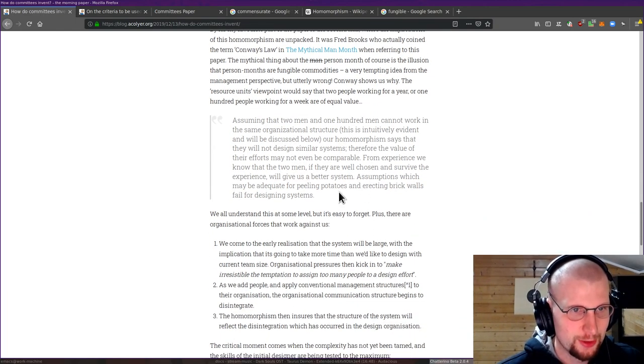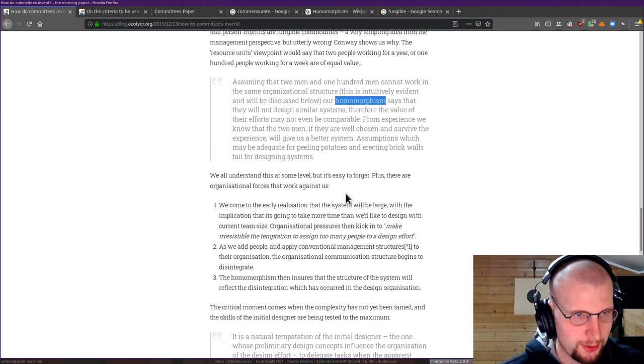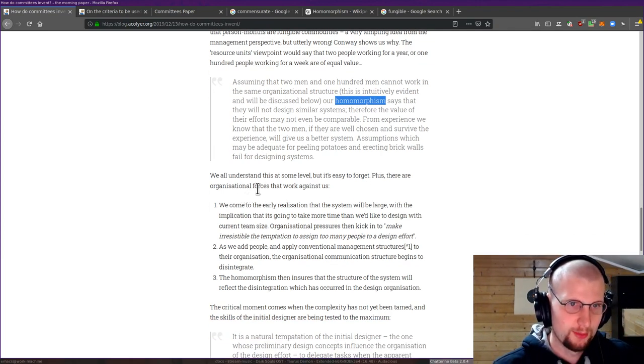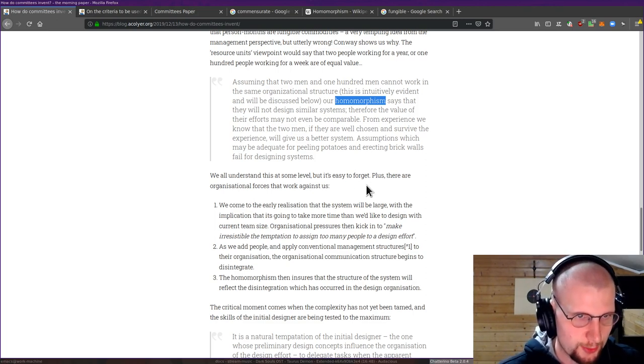So if you're peeling potatoes or erecting brick walls, you can maybe do this. But if you design some kind of system, you can't, because of the homomorphism and the stuff we talked about earlier. We all understand this at some level, but it's easy to forget. Plus, there are organizational forces that work against us.